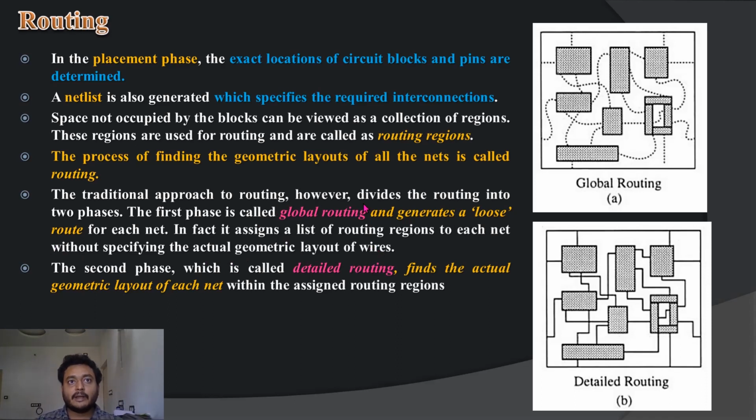Once global routing is done, they go for detailed routing. Detailed routing finds the actual geometric layout for each net, how they should be connected. Here is an example. You can see this is global routing, and it identifies that this net is connected to this block, and this block is here, like this. It's a rough sketch of how they connect.